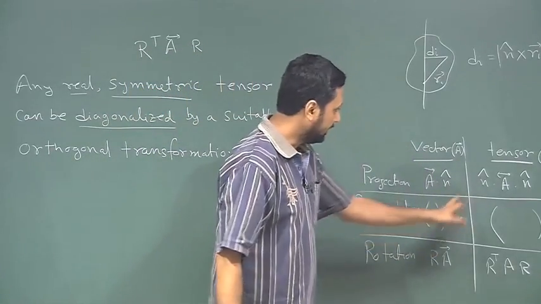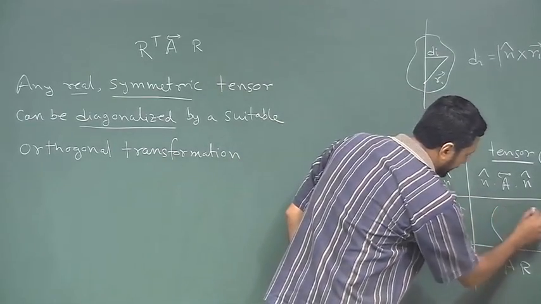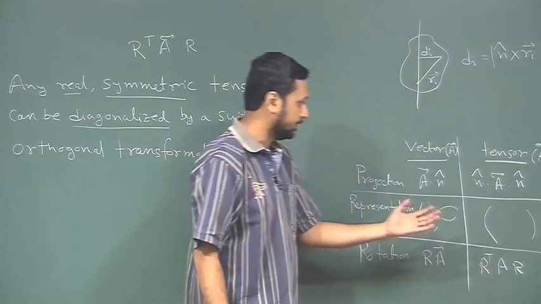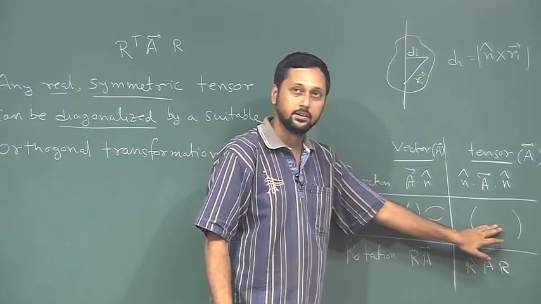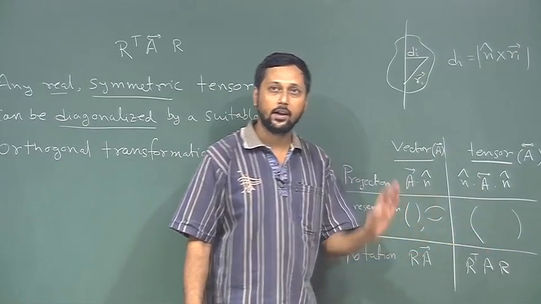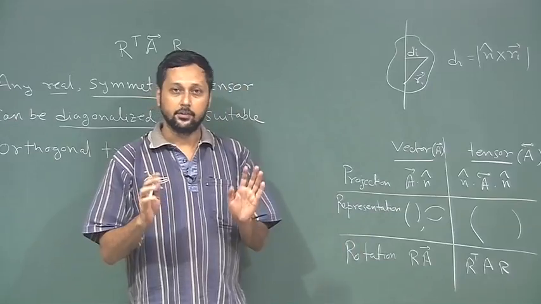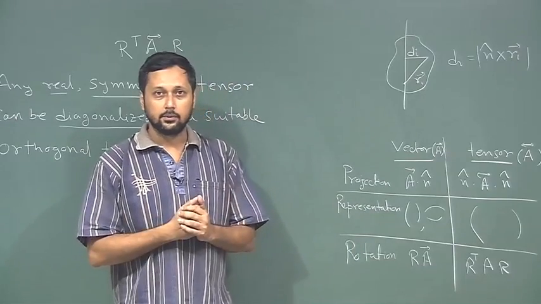Real because in a tensor, all the 9 elements in a 3D representation, a tensor has 9 elements. If all 9 elements are real, then it is a real tensor.